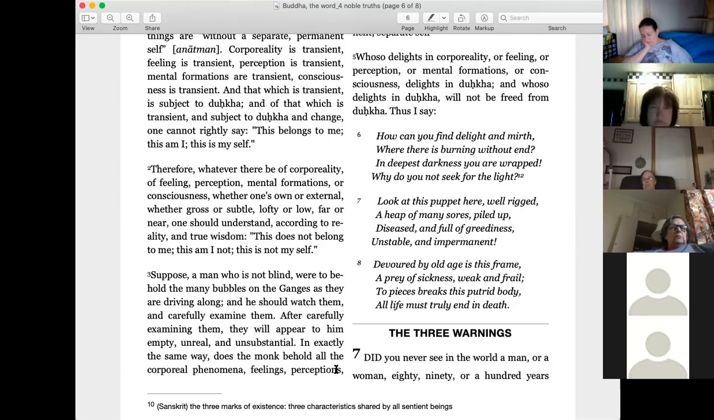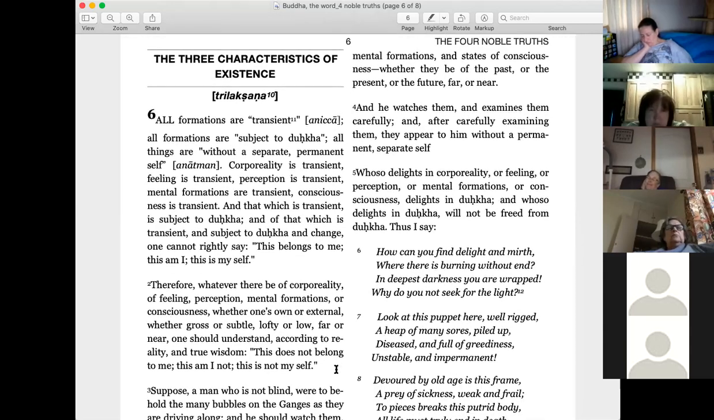So in the same exact way, we should behold all of our physical experiences of our body, our feelings, our perceptions, our mental formations, and our consciousness, whether they're from the past, in the present, in the future, even near and far future. Because all of those things appear, they're empty of themselves, and then they disappear. And if that same person is watching carefully and examines carefully, then he will begin to realize that they appear to him without a permanent or separate self.